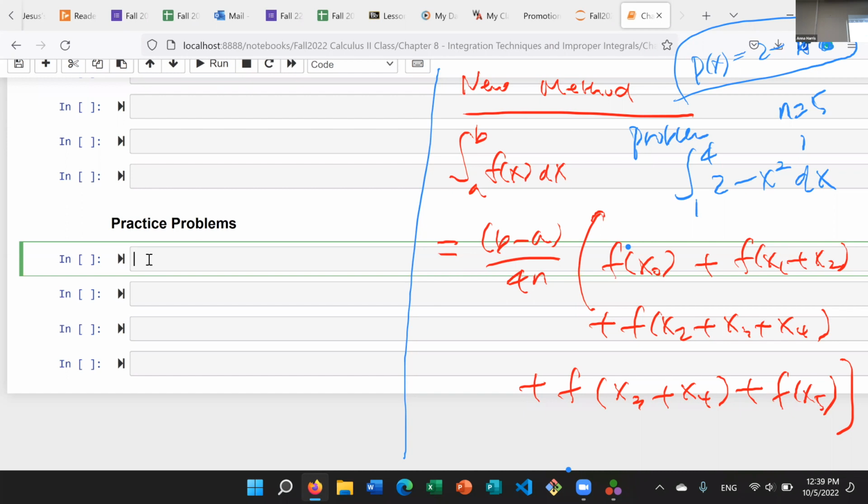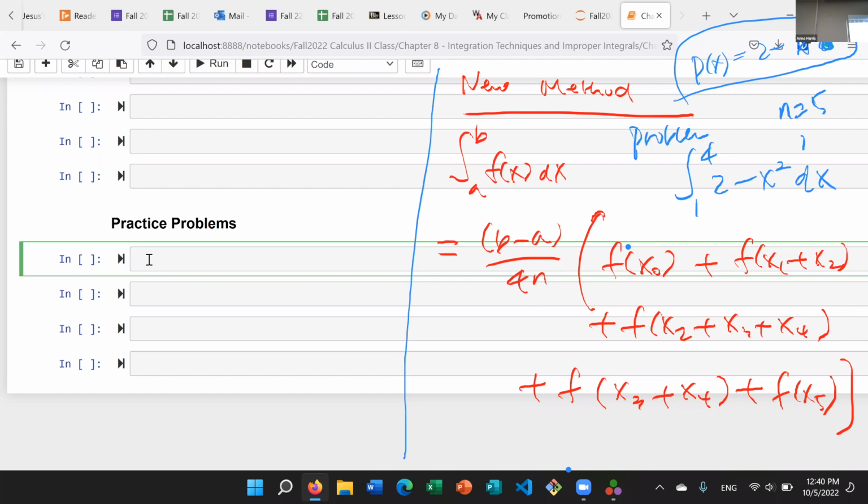So how do you find x1? F of a plus what? A plus w, 1w. How do you find x2? A plus what? 2w. How do you find x4? A plus what? Okay, this is a 1, this is a 2, this is a what? 4w. Are you with me, class?